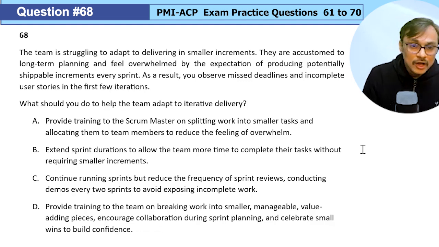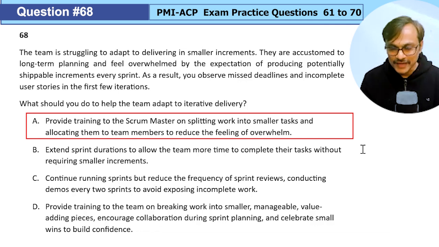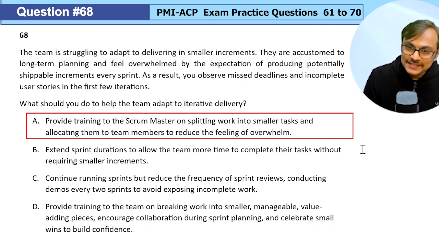Option A, provide training to the Scrum Masters on splitting work into smaller tasks and allocate them to the team members to reduce the feeling of stress and being overwhelmed. Yes, you can do that. So people will not feel too much stressed. But what is the problem? Planning should be done by the people who are executing the work. The tasks should be created by the team. Why do we want a blocker like a Scrum Master creating the tasks? I need to get to the people, not an intermediary.